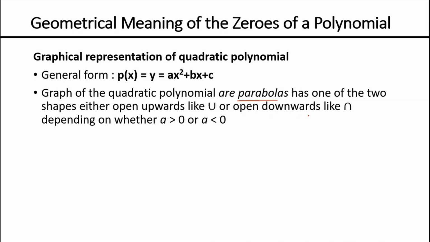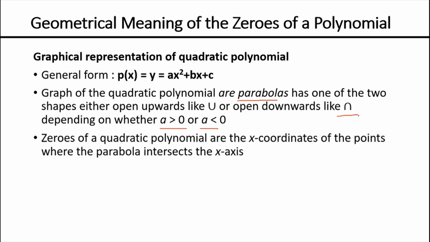Now this will depend upon the coefficient of x². In case the coefficient of x², that is a, is greater than 0, then the parabola will be facing upwards, and if the coefficient of x², that is a, is less than 0, then the parabola will be facing downwards like this.